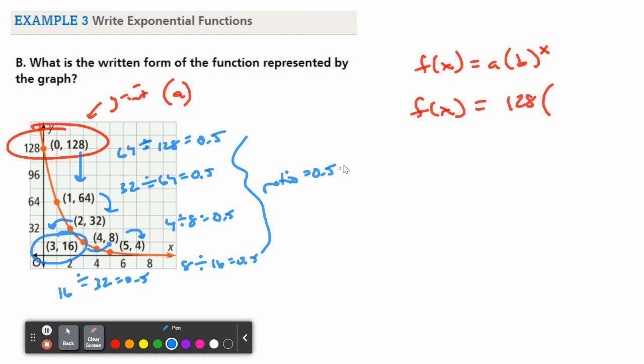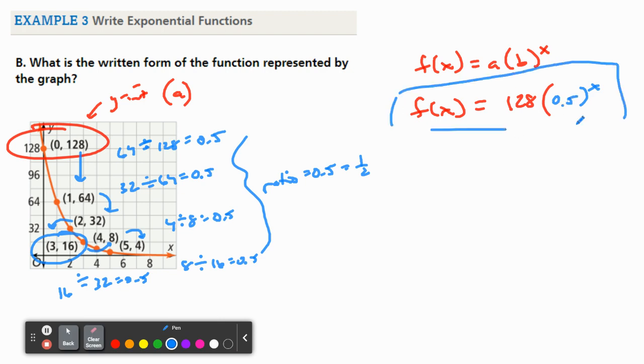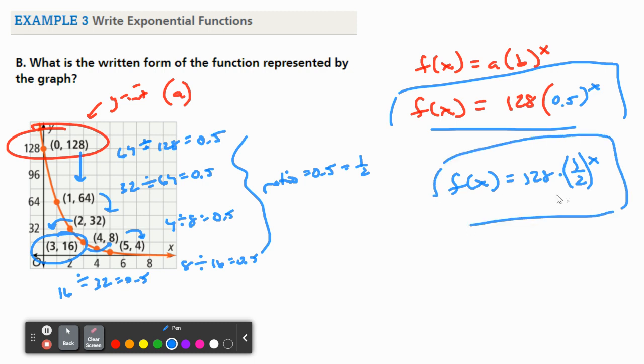You could also use a 1/2 if you want to. It doesn't matter to me. So that would be 0.5 to the x. You could also do again without the parentheses, 128 times 1/2 to the x. Probably with the 1/2 you want to use parentheses, just because it's a fraction. Okay, so either way is going to work.